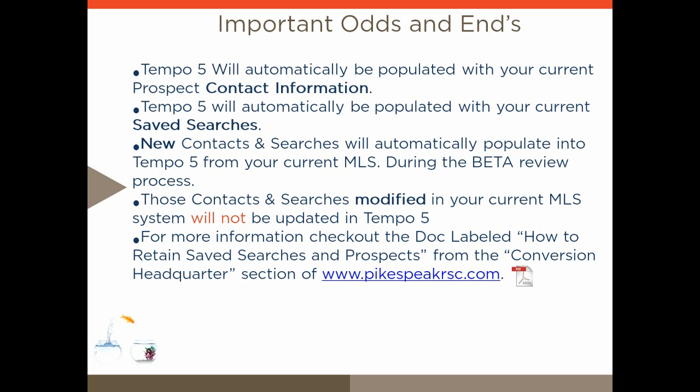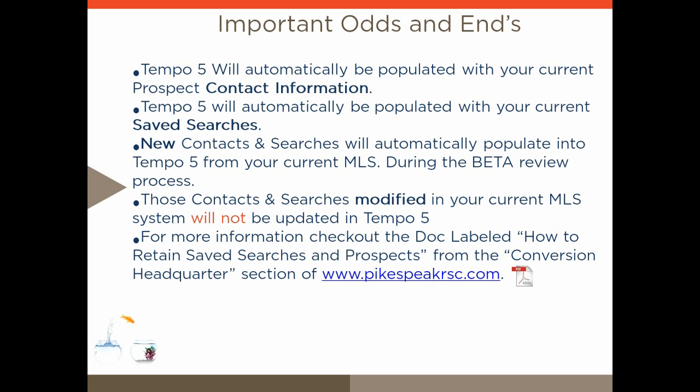Now, new contacts and searches will automatically populate into Tempo 5 from your current MLS during the beta review process. So that means while you have access to the two systems, if you enter a new contact or search in your current system, it will update into the T5 or Tempo 5 system. Now, it will not go in reverse. It's a one-way update.